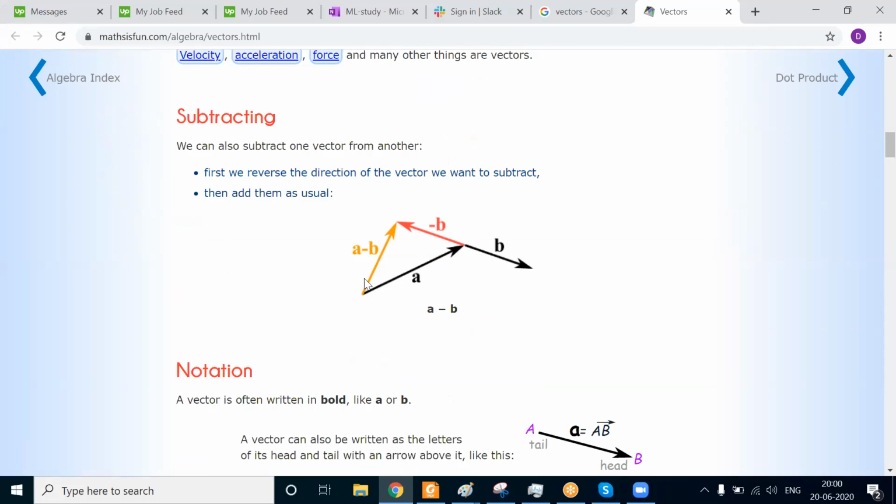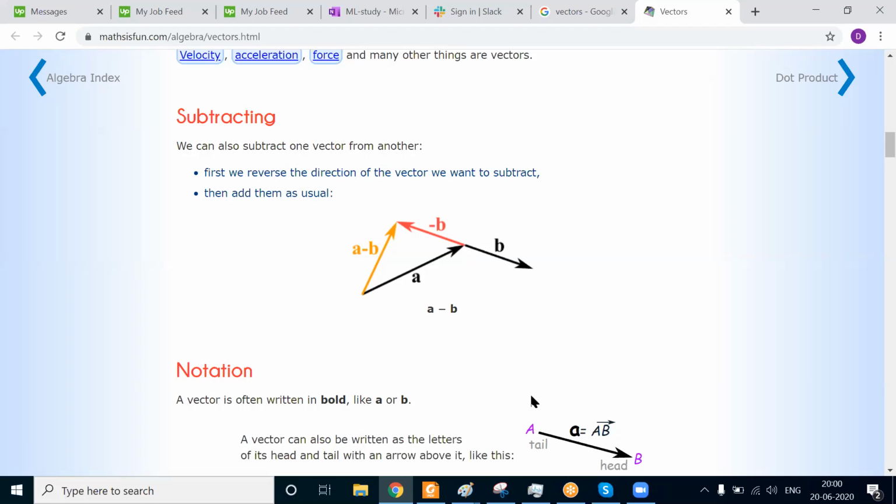Say this is my A, this is my B. If I do minus B, it is going to go in this direction. So the direction will change. Anything that is going straight, if I apply a minus sign to it, is going to go in the reverse way. Are you getting it now? So A minus B is going to be this.